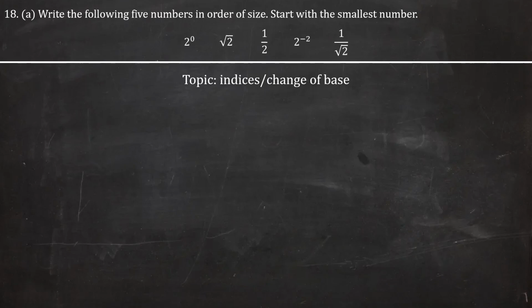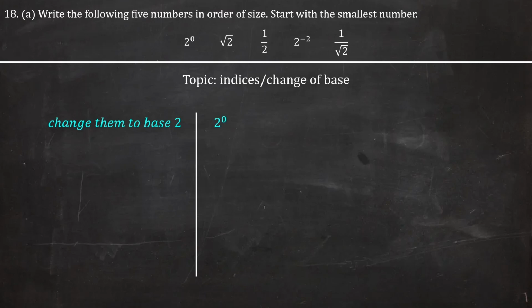Cool. Question 18, we need to order those numbers. So this is a bit confusing, but this is actually a change of base question. In order to be able to compare, you need to make them the same format. If you just order them as is, you're going to get 0 marks. So we need to change everything to base 2.